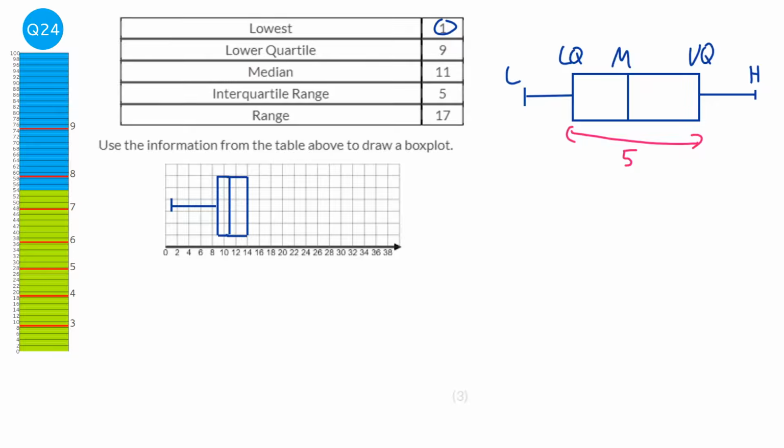Now the range is the total distance, or the total width, of our box plot. So that's 17. So that's going to be 17 higher than the lowest value. Now the lowest value is 1, so 1 plus 17 is going to be 18. So I'm just going to, there we are. And we're going to have that at 18. And again, I'm just going to put a line there.